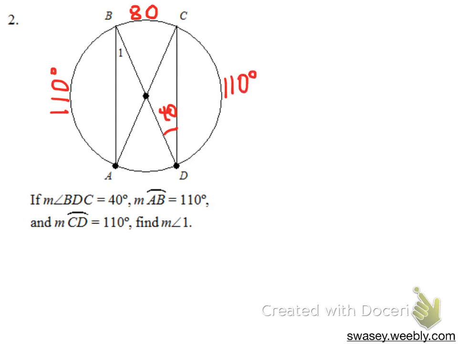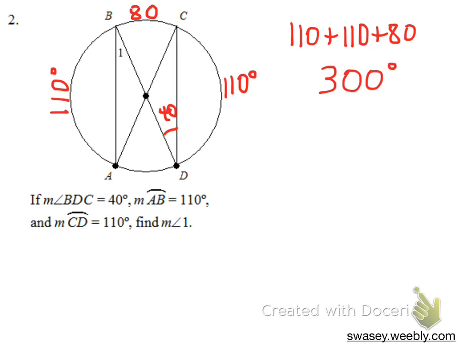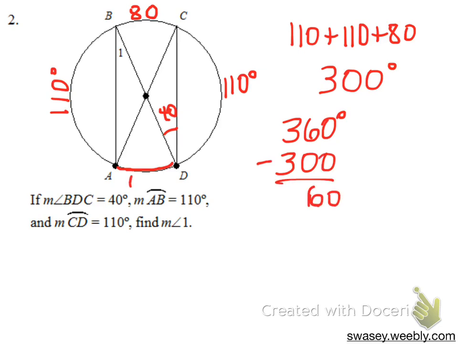So the full circle is 360. We already have 110 twice and then also the 80. So if we add those up, 110 and 110 would be 220, plus the 80 would be 300. So the remaining portion of the circle, the arc AD, will have to be 360 minus 300. So it gives us 60 degrees for the measure of arc AD.